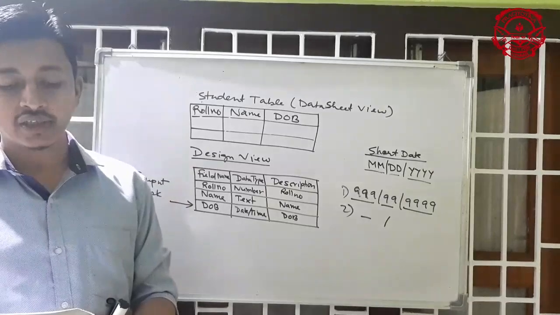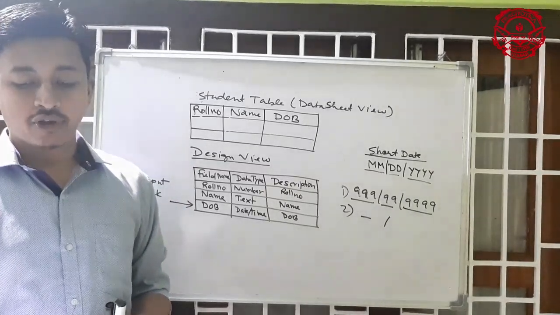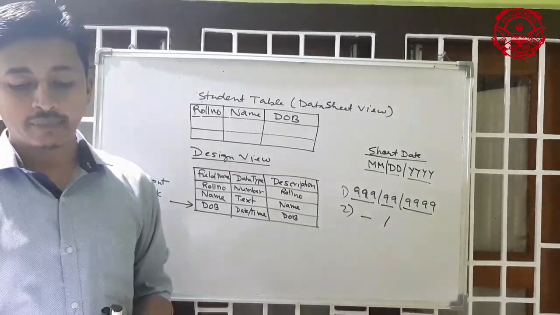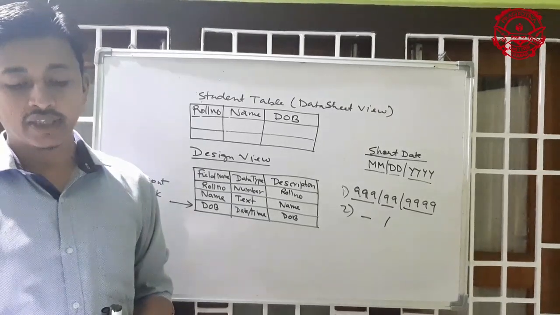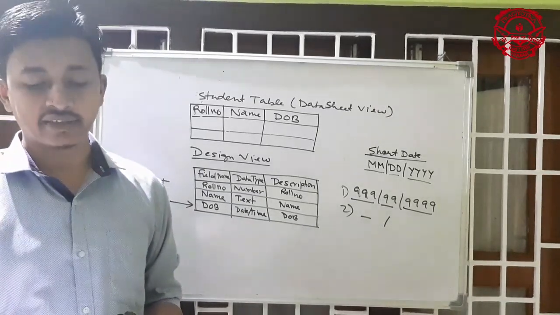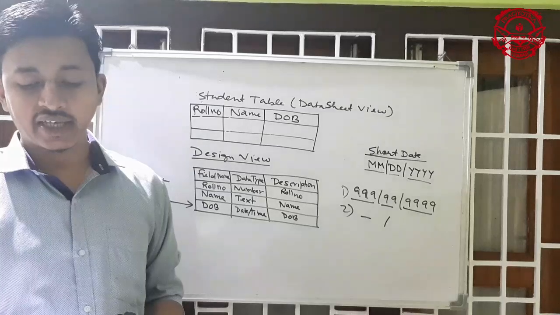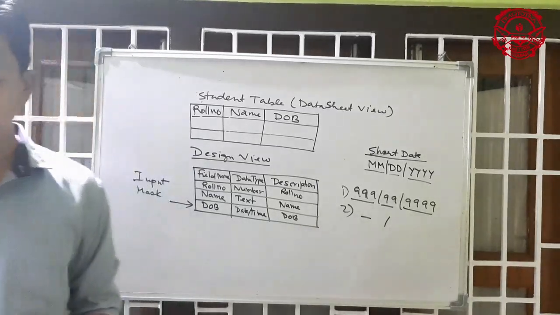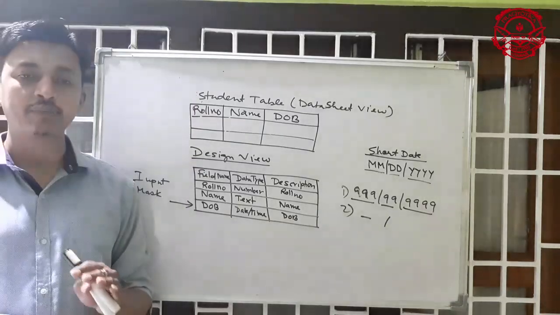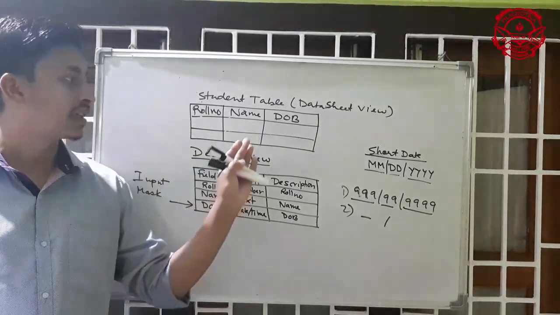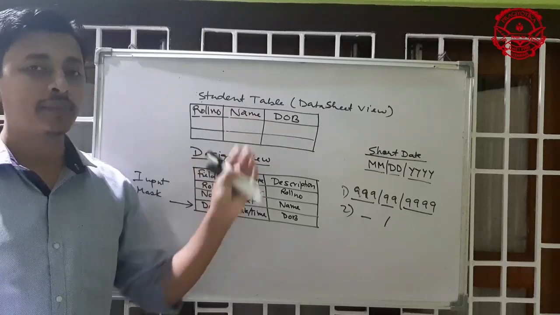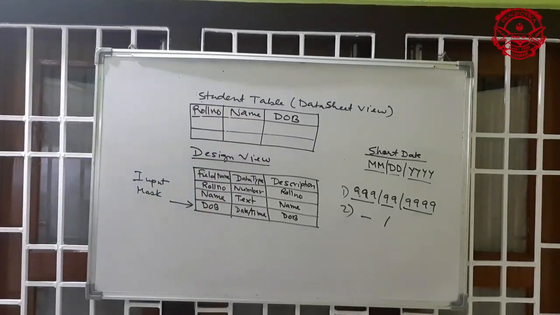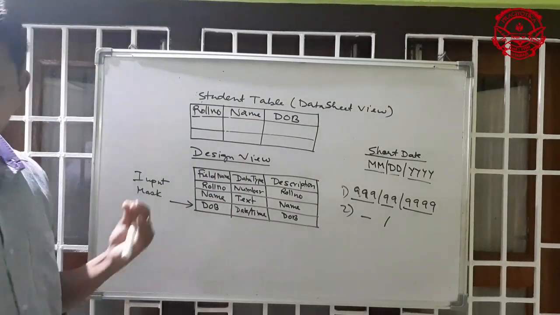The input mask wizard lets you choose from the list of predefined masks depending upon the type of field that you will include in Access 2010. Let us take an example of a phone number field. Let's set the property using input mask. These are some steps on how to create an input mask, but I am just giving the example of date of birth.